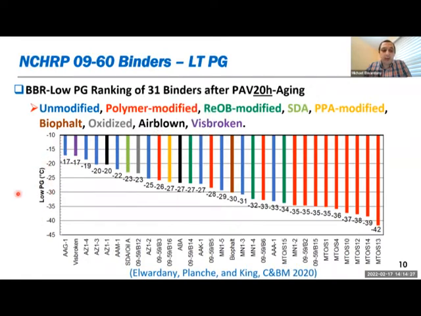And you can see we looked at low PG grade, and most of the polymer modified binders have lower low PG. That could be because of the polymer, but more importantly, we typically use softer base binders with polymer modification. So that typically leads to the lower PG for most of the polymer modified binders. So you can see in this map that most of the red binders are on the right-hand side where they have lower low PG.